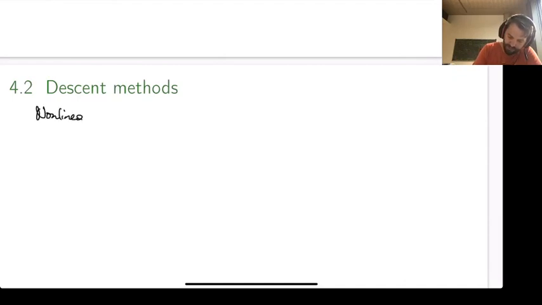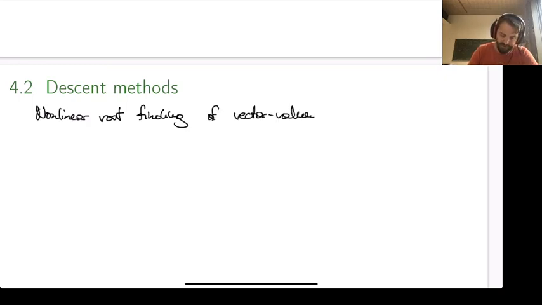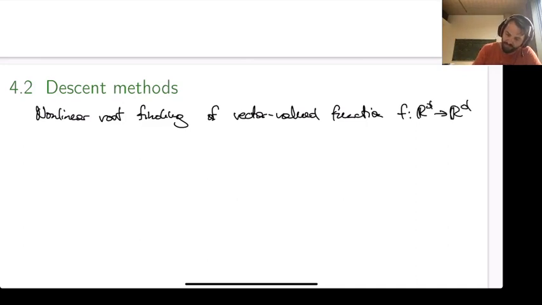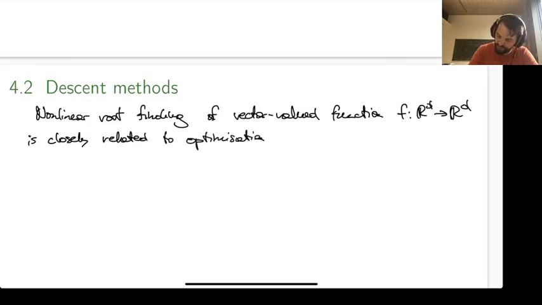So nonlinear root finding of a vector valued function f, as, for example, required in implicit time-stepping schemes, is closely related to optimization of scalar functions F also from Rd, but now to R.